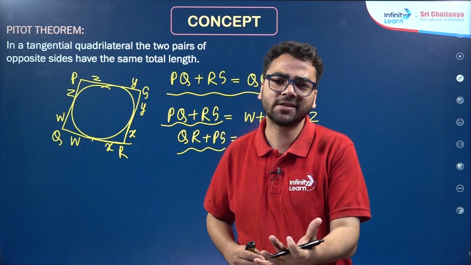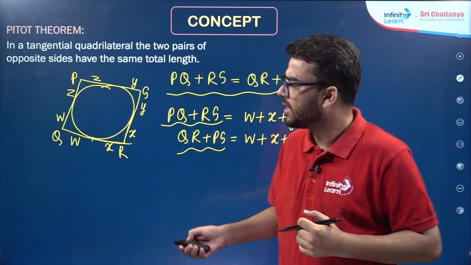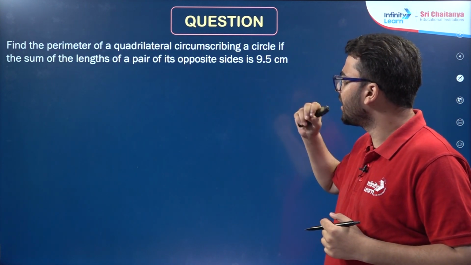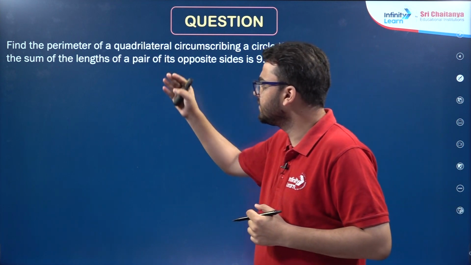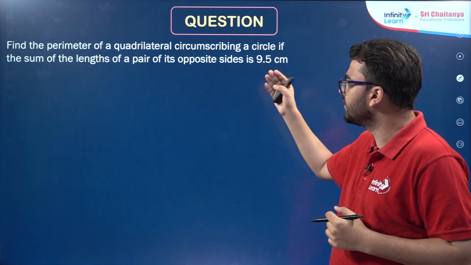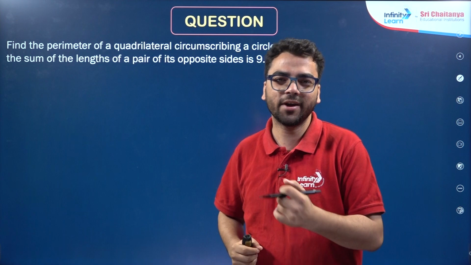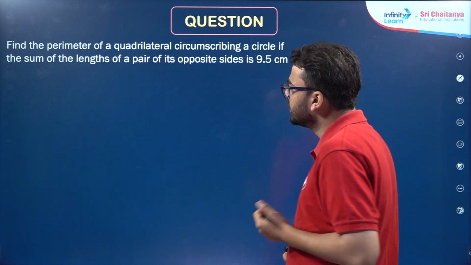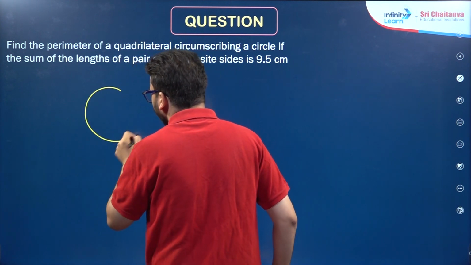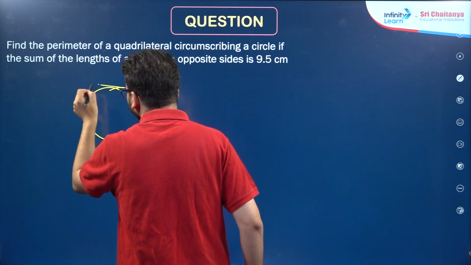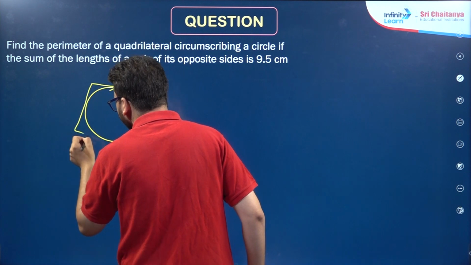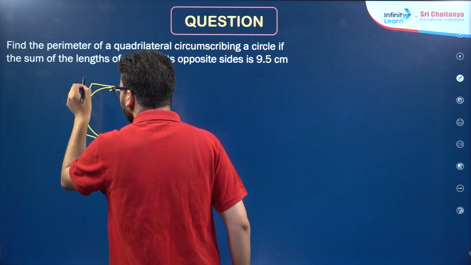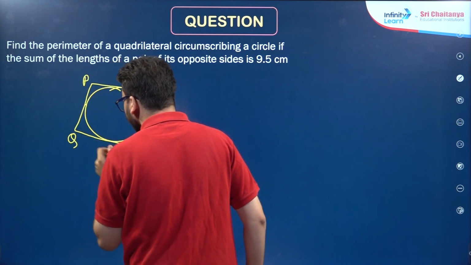And the question on the basis of it we can do. We have to find the perimeter of a quadrilateral circumscribing a circle if the sum of the lengths of a pair of its opposite sides is 9.5. So if you know the Pitot theorem, you can do this orally. So you have got a circle and there is a quadrilateral circumscribing it like this. Circumscribing means touching from outside. Again, suppose this is PQRS.